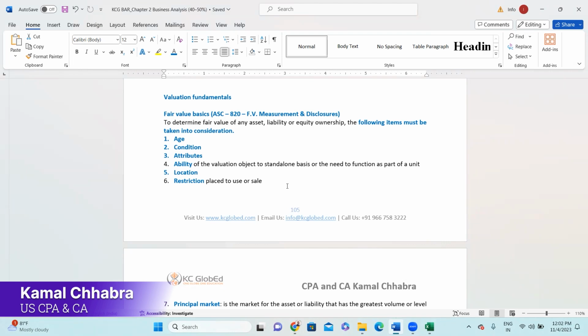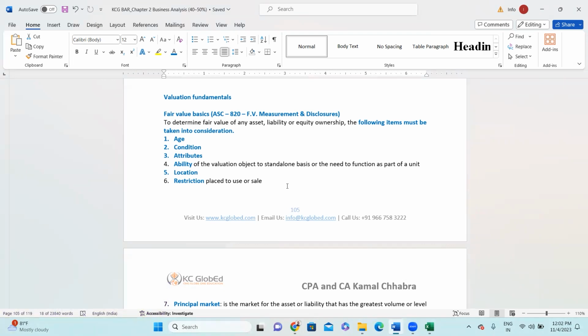Next is location. Location is also very important. For example, you have a piece of land in a metro city, right? And the same piece of land, if you have it in a village, county, or maybe a tier 3 city, will it be of the same value? The answer is no, right? So the location also matters when you do the calculation of fair value.